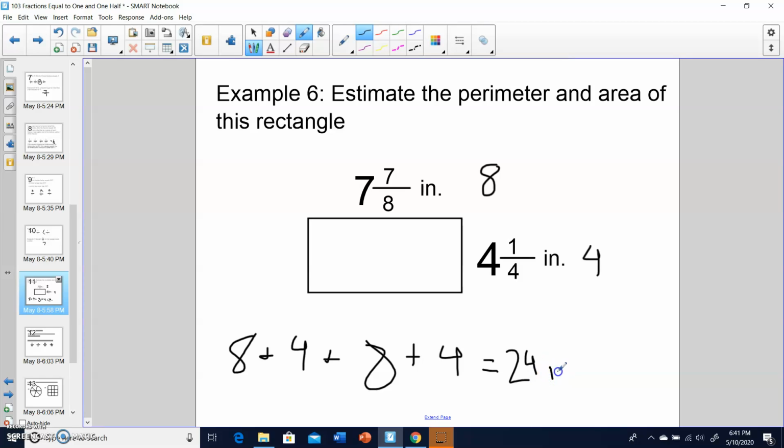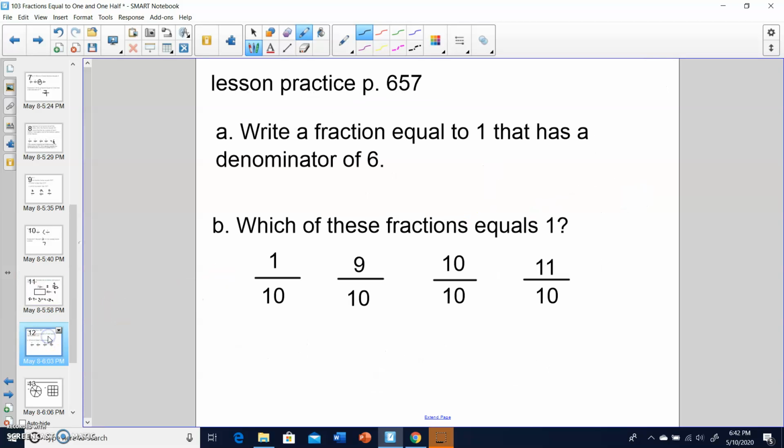And the area is to multiply length times width. So 8 times 4, which is 32 inches squared. Okay, go ahead and do lesson practice.